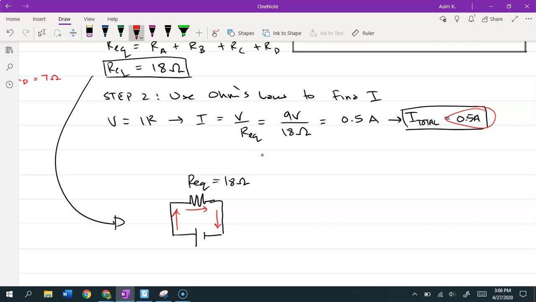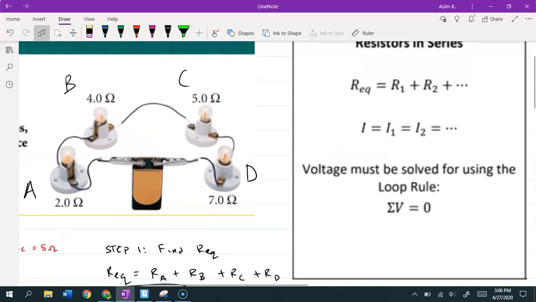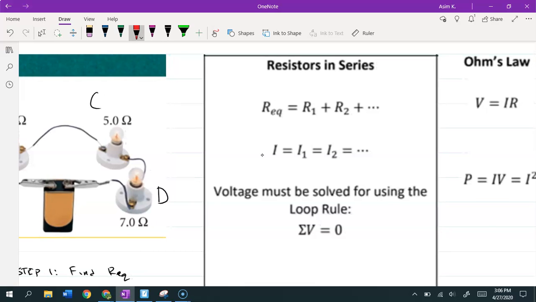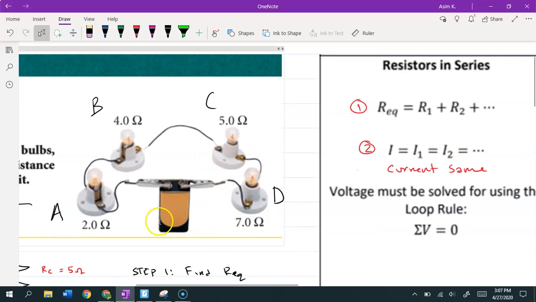All right. Now, let's go to rule number 2. So this was rule number 1, and we used it to find the equivalent resistance. Rule number 2 says that the current in resistors that are wired in series is going to be the same. So for instance, bulbs A, B, C, and D feel the same amount of current running through them. Do you understand? All right.